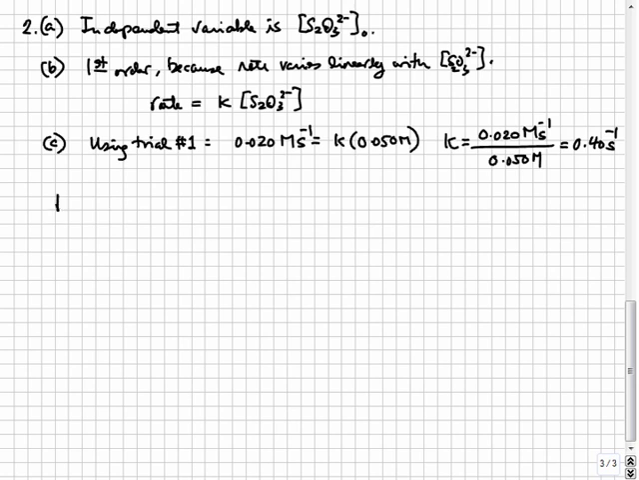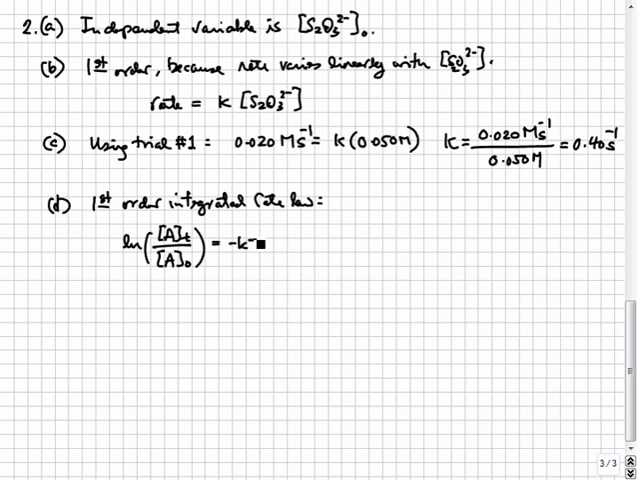D. For a first-order reaction, the concentration of the reactant depends on time through the integrated rate law, log of the concentration at time t divided by concentration at time 0 equals minus kt. We put in the concentrations and solve for t, and t comes out to be 4.0 seconds.